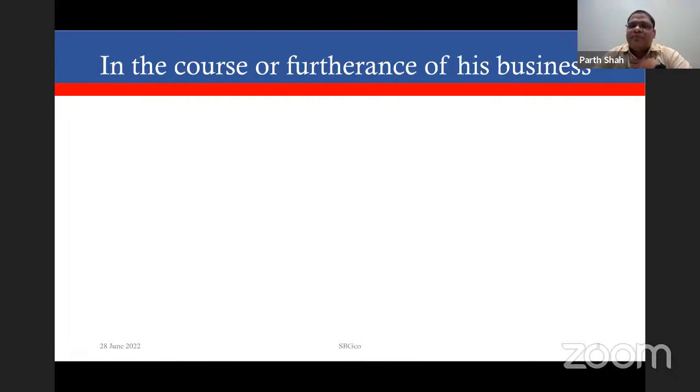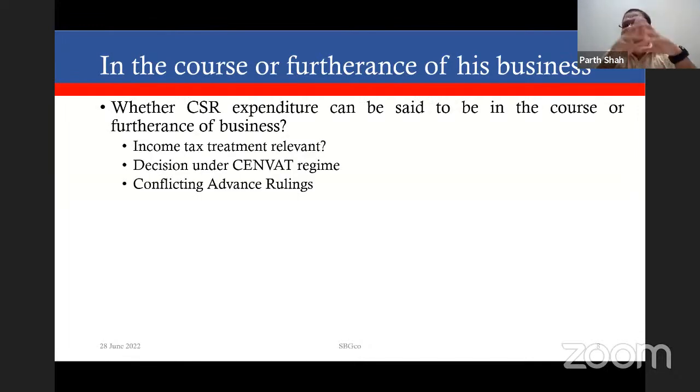If I want to claim an input tax credit, I should have received the supply of goods or services or both in the course or furtherance of my business. Now, this takes me to some specific examples of what can be said or what cannot be said to be in the course or furtherance of my business.